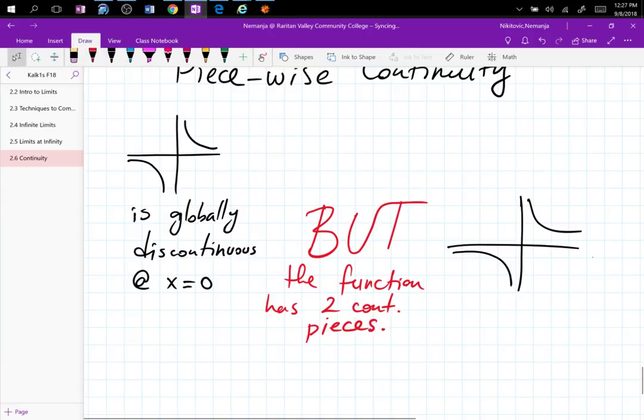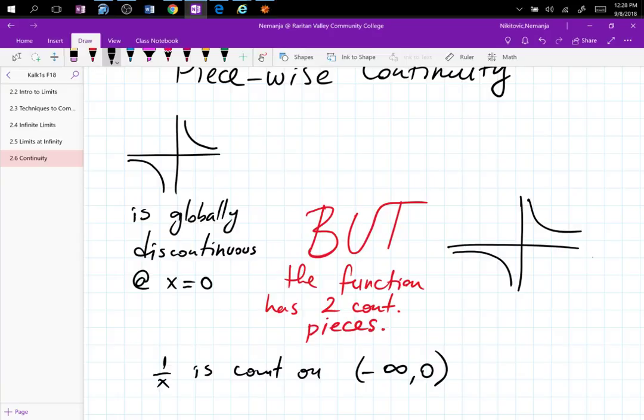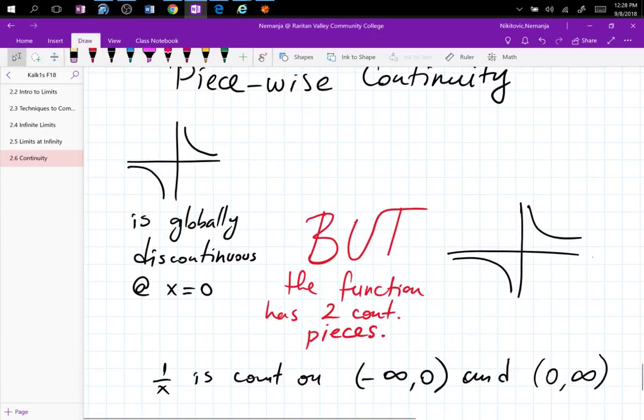So, looking at the piecewise continuity, 1 over x is continuous on negative infinity to 0, and you use the parenthesis to make sure you are not including 0. And 0 to infinity. So all excluded. You can't include 0 in any of these, and obviously you can't include infinities. You're not Chuck Norris. So this is your piecewise continuity.